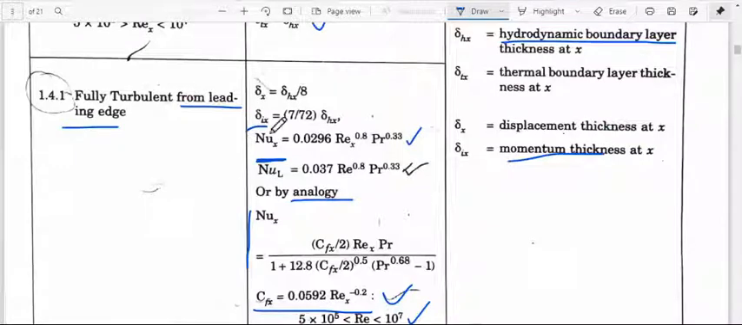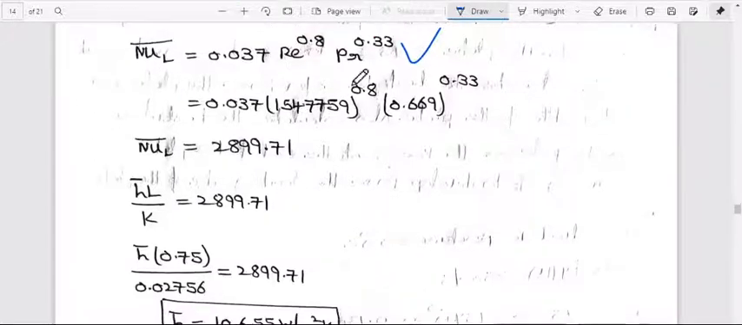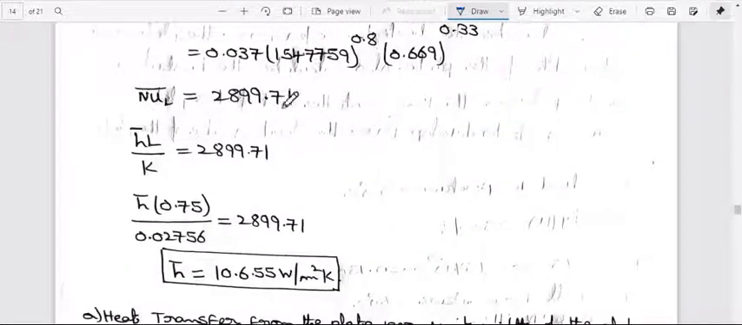So we need to consider the Nu x formula or otherwise the average Nu L formula. I'm considering from data book page number 113, external flow flat plates, the average Nusselt number formula 0.037 Re power 0.8 Prandtl number power 0.33. This is for turbulent flow. So we substitute the Re value and Prandtl number value. So here Nu is equal to 2899.71.